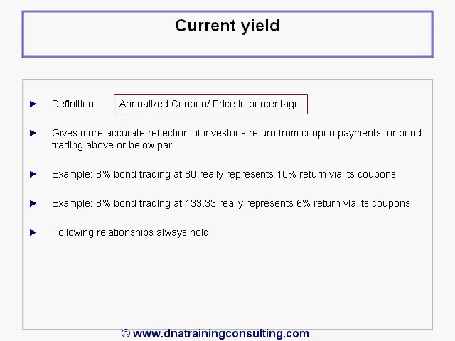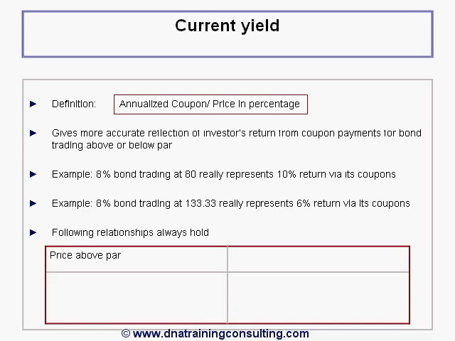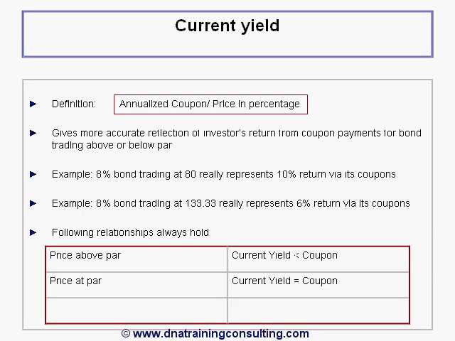It should take you only a minute to recognize that the relationships described in this table will always hold. When the bond's price is above par, its current yield is less than its coupon. When the bond is priced at par, its current yield equals its coupon. And finally, if the bond is priced below par, its current yield exceeds its coupon.